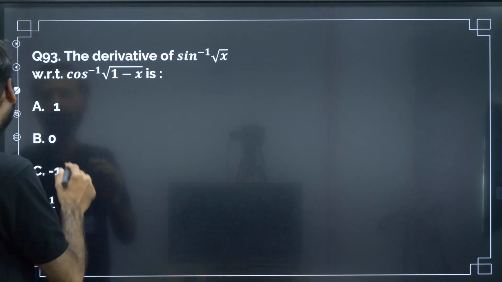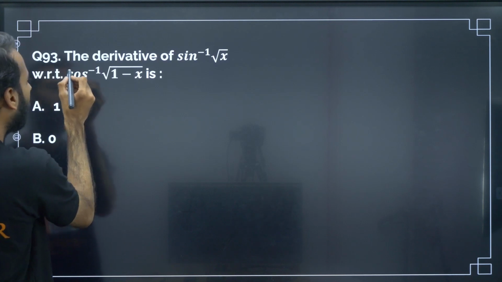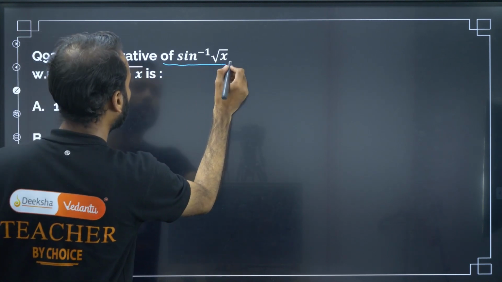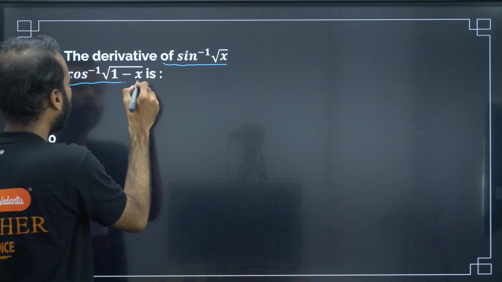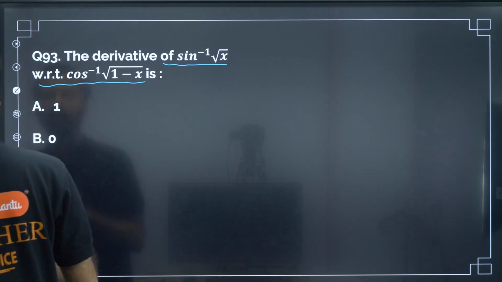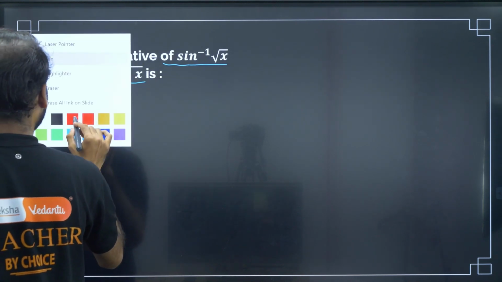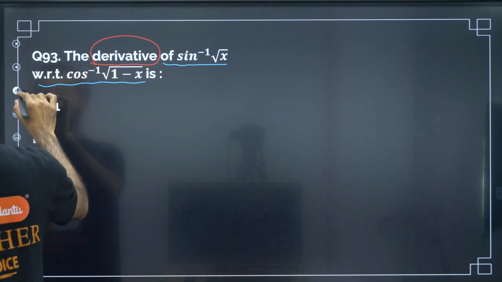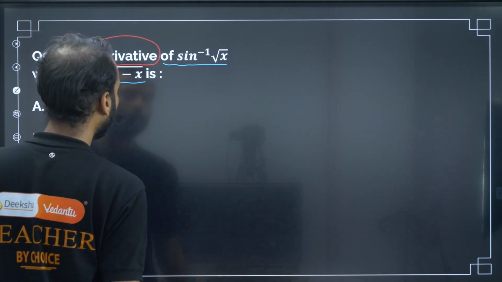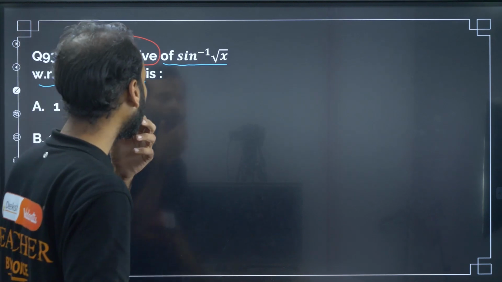The derivative of, what is the question? The derivative of sine inverse. They are asking to differentiate this with respect to cos inverse of this. What are they asking? They are asking the derivative of this with respect to this. Now, some synopsis points you should be knowing. What is that synopsis point?